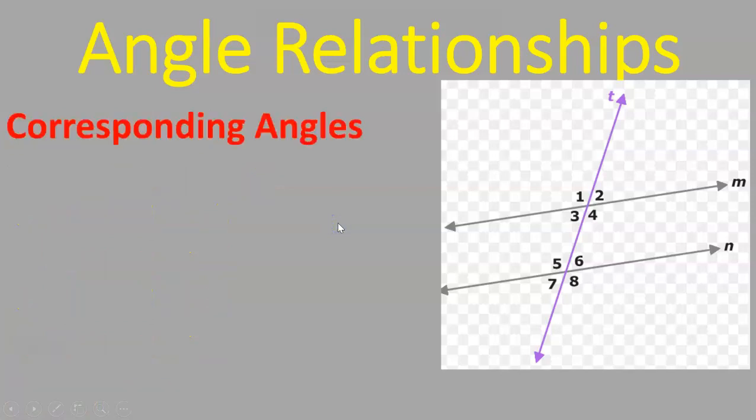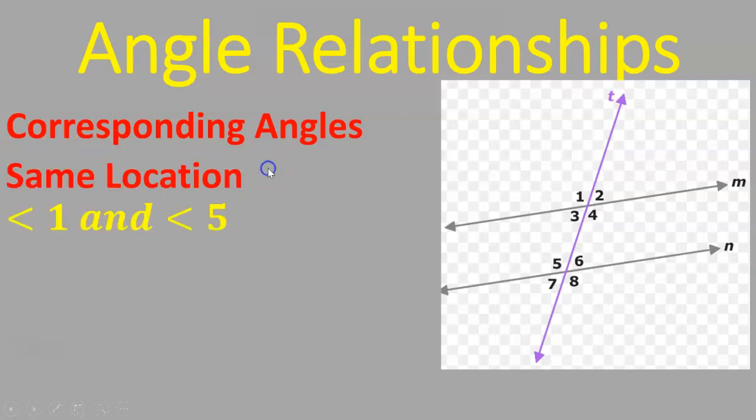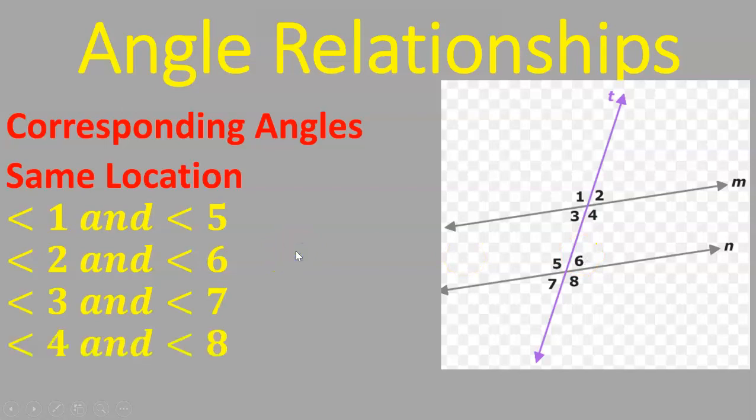We also have corresponding angles. Now, corresponding is a word you're going to hear a lot of times in geometry. It means in the same location. So 1 and 5, if you look at this cluster and this cluster, 1 and 5 are each in the upper left-hand corners. So they're corresponding. 2 and 6, upper right-hand corners, and so forth. 3 and 7, 4 and 8.